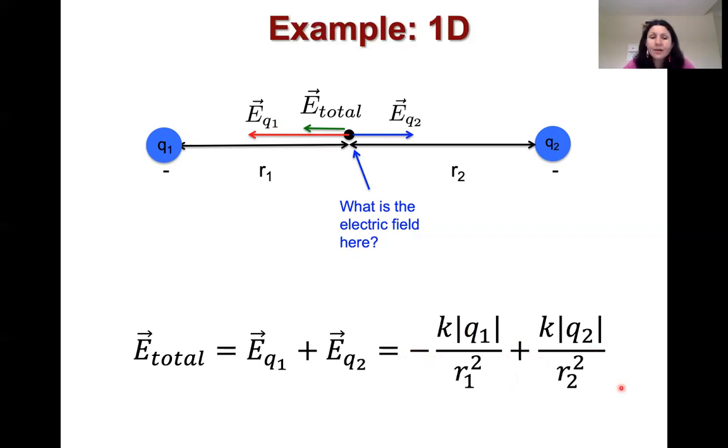You add this up. In this case, just the way this illustration I chose to be, the negative one is bigger than the positive one, so the net is negative, pointing to the left.